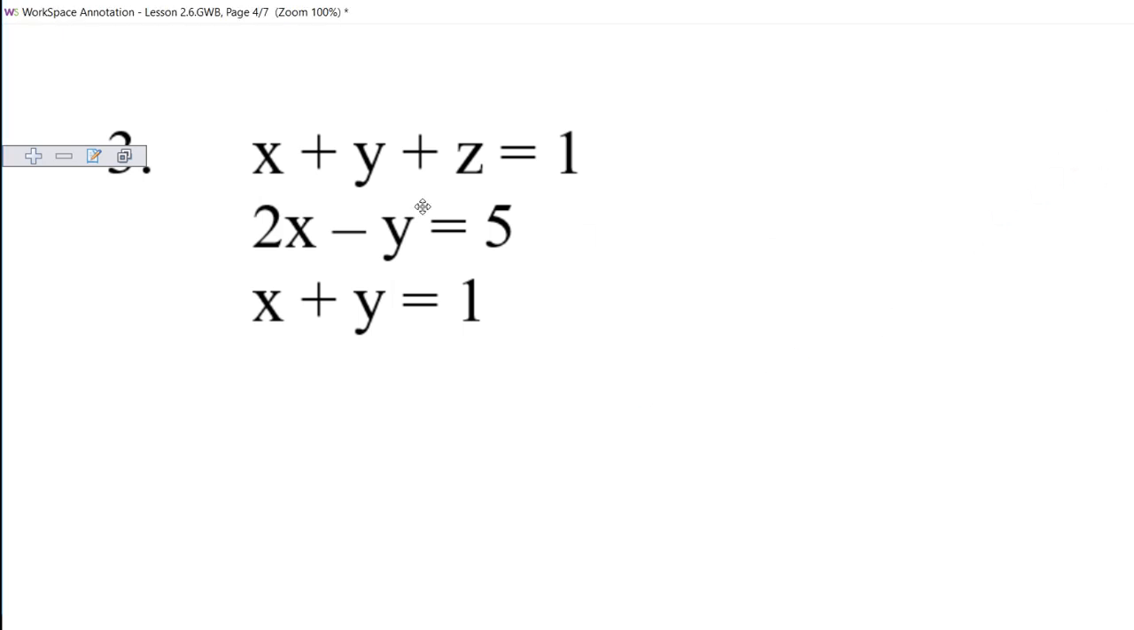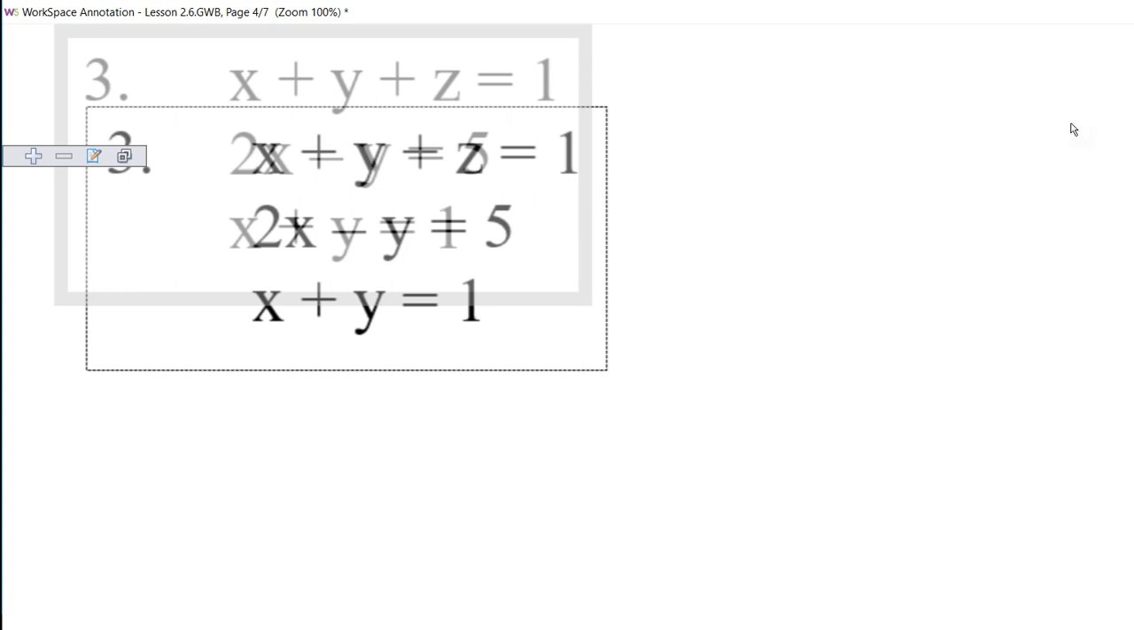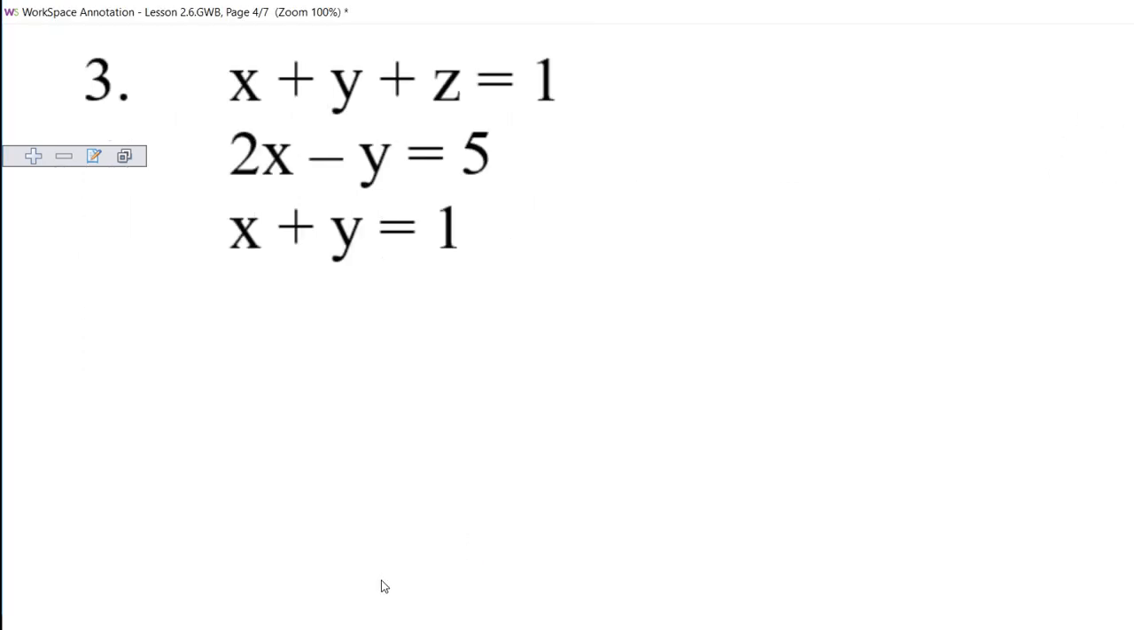Now, my tips. What was tip number 1? Look for the shortest equations. Where are the shortest equations? The bottom two. So looking at these two equations right here, those are set up for what? Elimination or substitution. So do elimination.